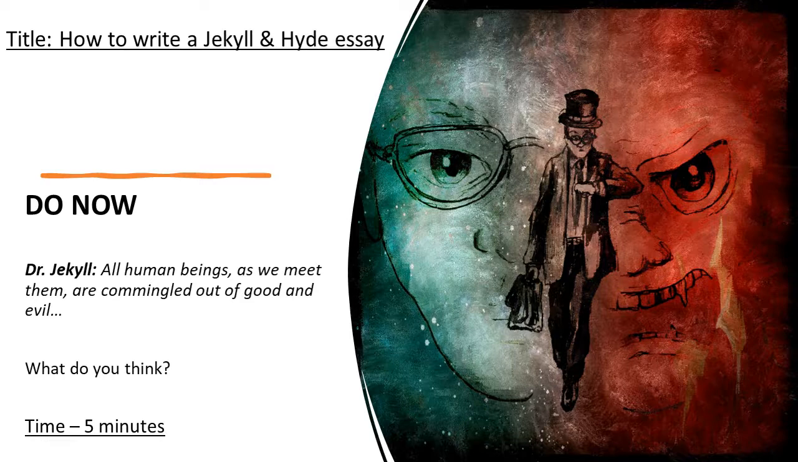Please could you write the date and title? The title is How to Write a Jekyll and Hyde Essay. For your do now: "All human beings, as we meet them, are commingled out of good and evil." What do you think? Pause the video for a couple of minutes to jot down your thoughts.